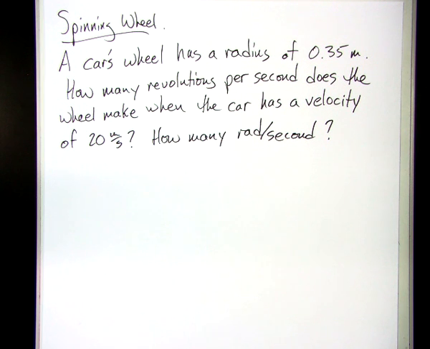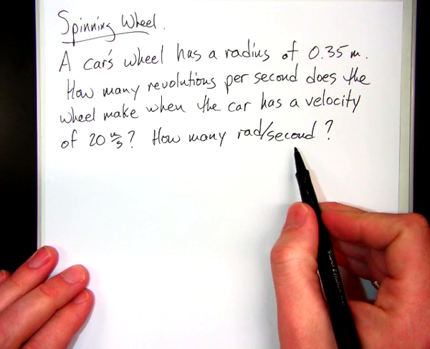This is a pretty simple problem. We've got a spinning wheel of a car with a radius of 0.35 meters. It makes a number of revolutions per second. We want to know how many revolutions per second the wheel will make when the car has a velocity. This is a linear velocity of 20 meters per second. And the second question is, how many radians per second is it?